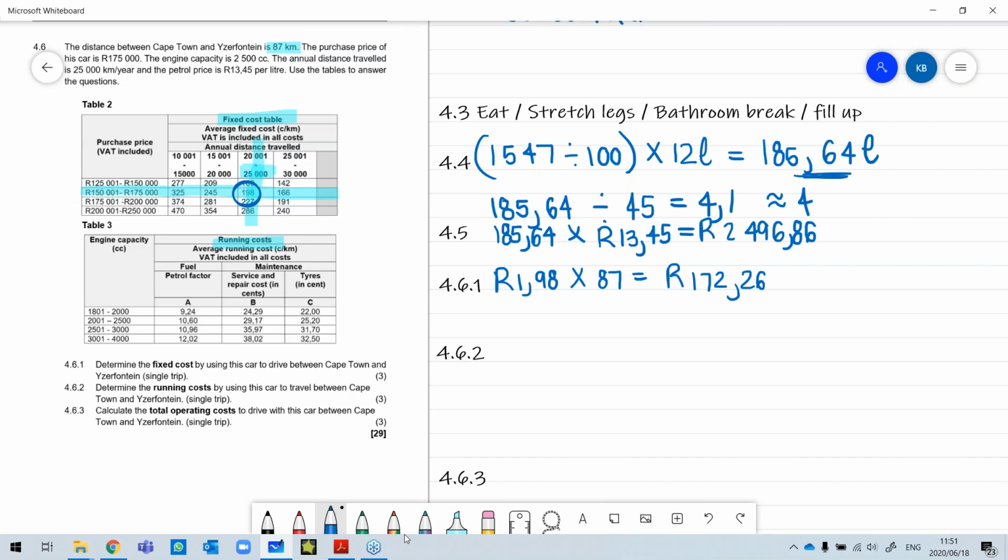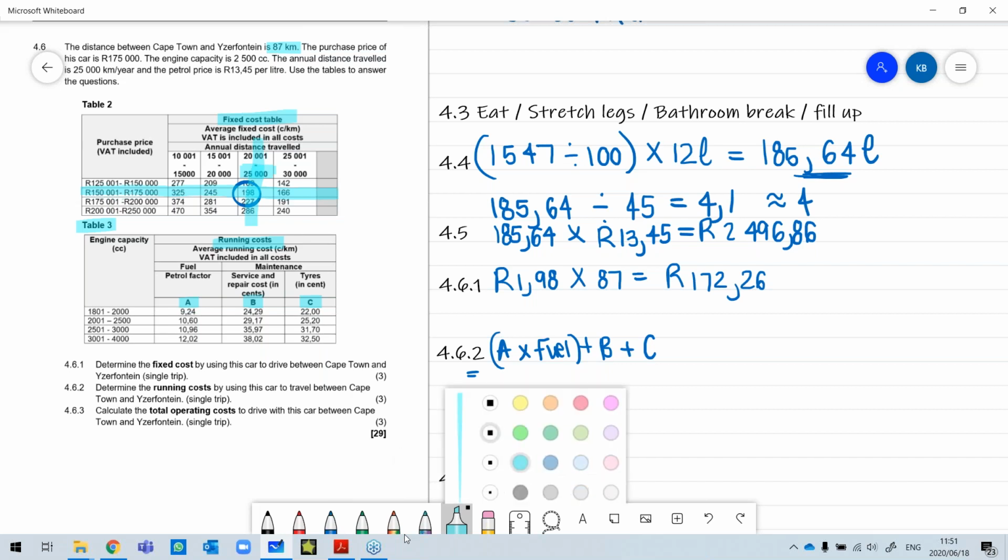Question 4.6.2. Determine the running cost by using this car to travel between Cape Town and Eiserfontein, a single trip. Now, for the second question, we are going to make use of Table 3. We are going to make use of A, B, and C. The formula looks like this: A multiplied by your fuel price, plus B, plus C. Most likely this will be given to you, but it is handy to know.